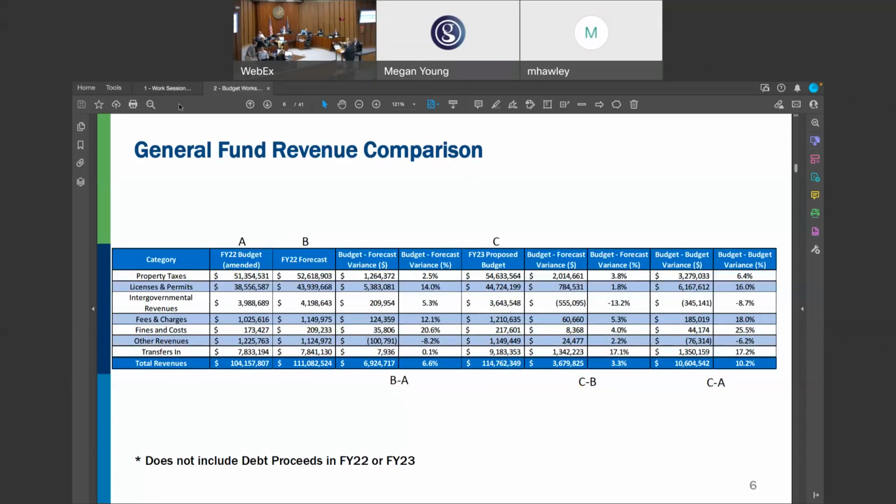Yes, so if you're looking at kind of midway where you have B minus A, that will contribute to the year-end surplus. The $6.9 million. Yes. And we'll get to that in a few slides. Thank you. Next slide, please.